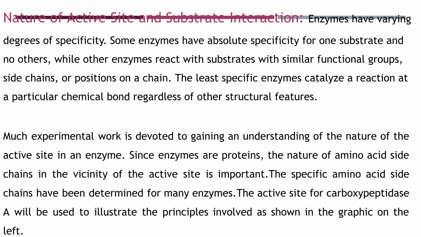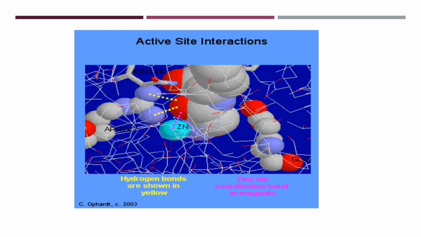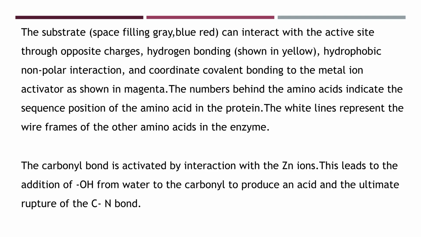Understanding the active site, particularly the amino acid side chains, is crucial. The active site of carboxypeptidase A illustrates the principles of substrate interaction. This figure visually illustrates the structure of a carboxypeptidase A active site. The substrate interacts with the active site through various bonds, including opposite charges, hydrogen bonding, hydrophobic interaction, and coordinate covalent bonding to a metal ion activator, such as Zn. This interaction activates the carbonyl bond, leading to the reaction.